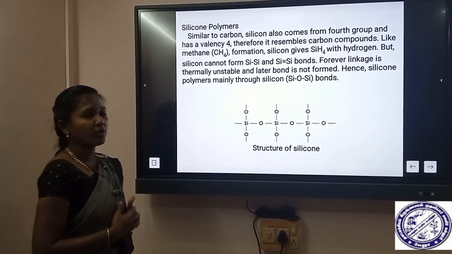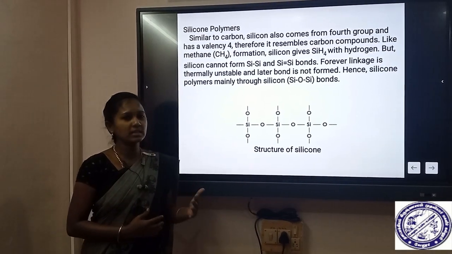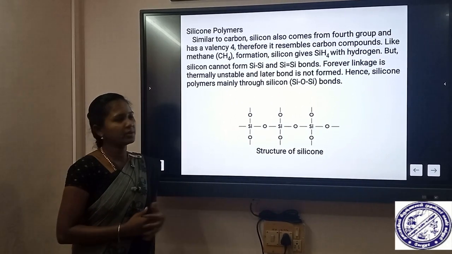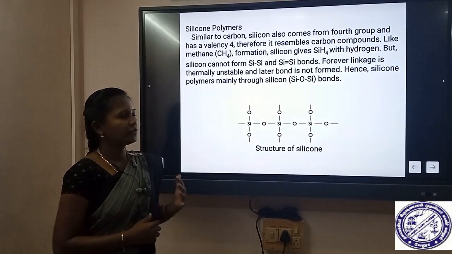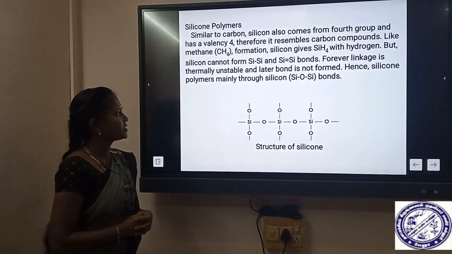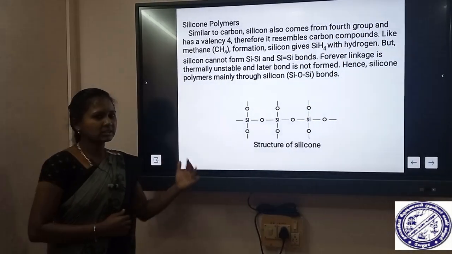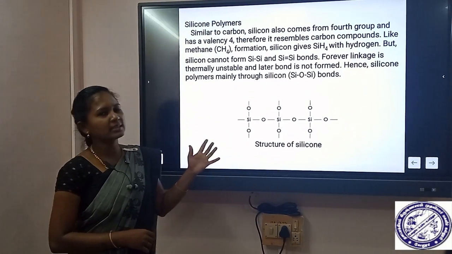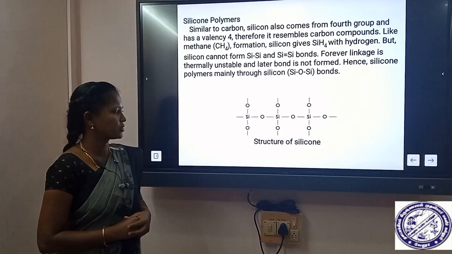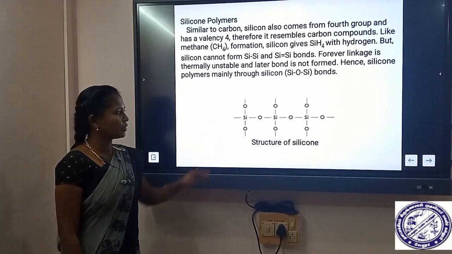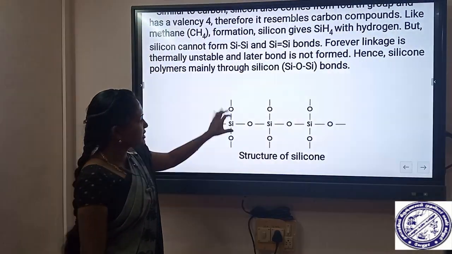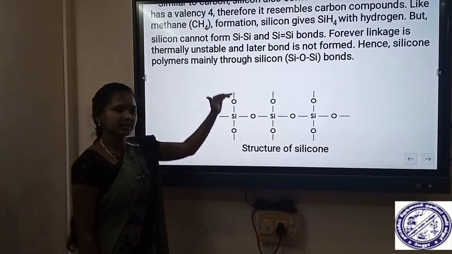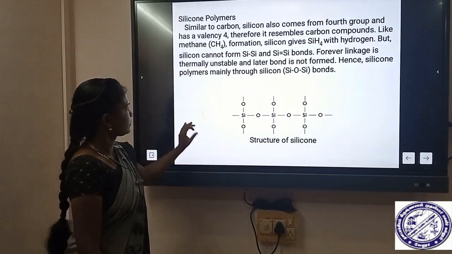But silicon cannot form a silicon-silicon single bond or silicon-silicon double bond. Why? Because the linkage is thermally unstable and the latter bond is not formed. Hence, silicone polymers mainly contain silicon-oxygen-silicon bonds. So silicon-silicon single bond and silicon-silicon double bond are not possible. This is the structure of silicone. Here we can see the bonding silicon-oxygen-silicon, silicon-oxygen-silicon.